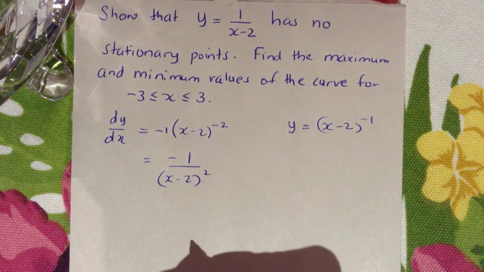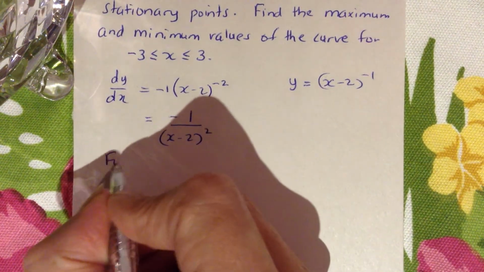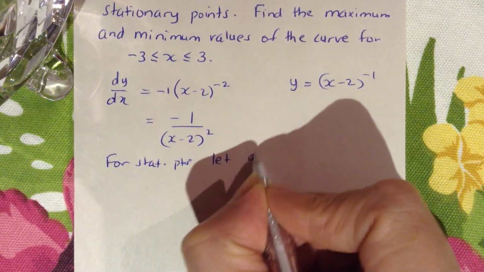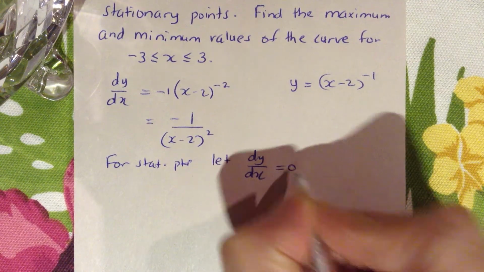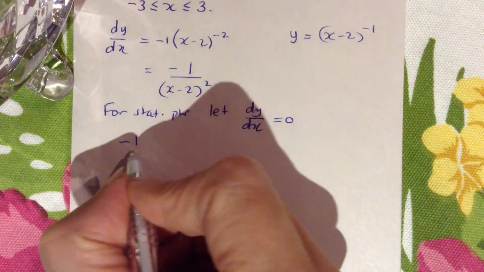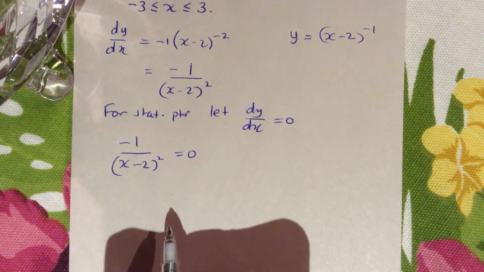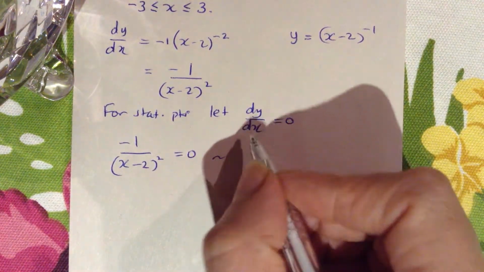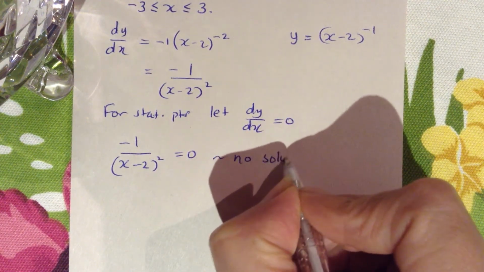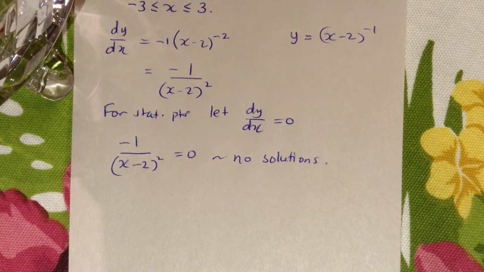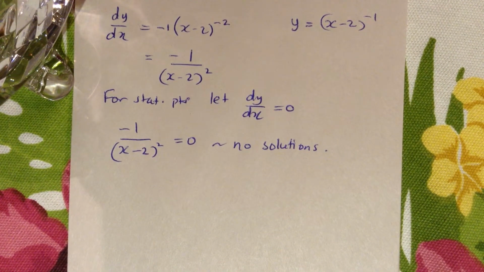Okay, now if you let the stationary points, we're going to let dy dx equal to 0. And if we let minus 1 over x minus 2 all squared equal to 0, we can't solve that. Okay? So, no solutions. Alright, so there are no stationary points on the curve y equals 1 over x minus 2. Okay, so now, but we can find other things.